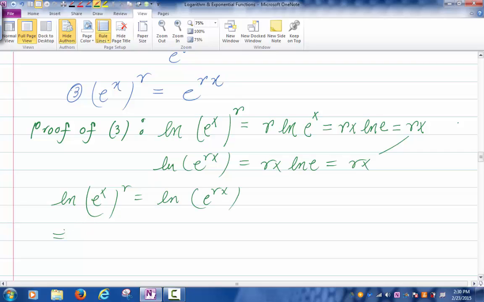And that implies ln is a 1-to-1 function. So if I apply ln to two numbers and I get the same value, those two numbers have to be the same, because ln is 1-to-1. So I see that e to the x to the r is e to the rx. Everybody's okay? You can prove the other ones exactly the same way.